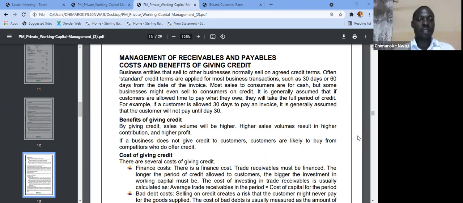We are still on the topic working capital management, part 2. Okay, today will be part 2B because we've taken part 2A in the last class. In part 2A, we talked about management of inventories.